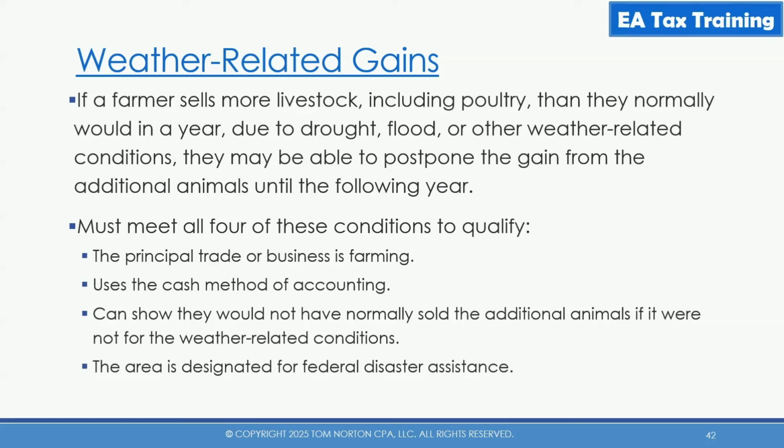They can't use accrual method and do this. Thirdly, they have to be able to show that they would not have normally sold those additional animals if it were not for the weather-related conditions. So maybe they can just show historically that they keep the animals for a certain amount of time till they're a certain age or until a certain time of year, for example. And if they can satisfy the IRS that they really would not have sold these animals if it were not for these weather conditions. And then lastly, the area does have to be designated for federal disaster assistance.